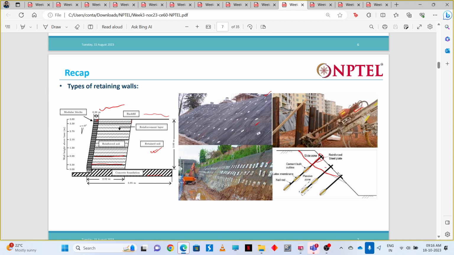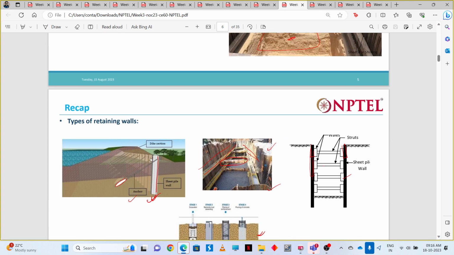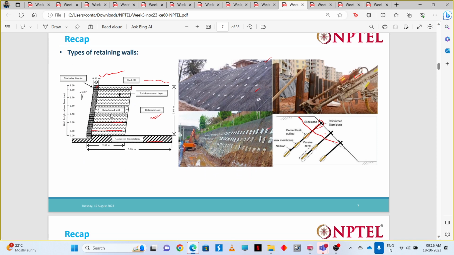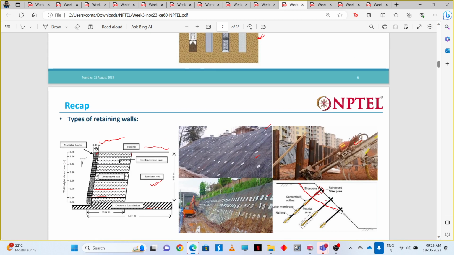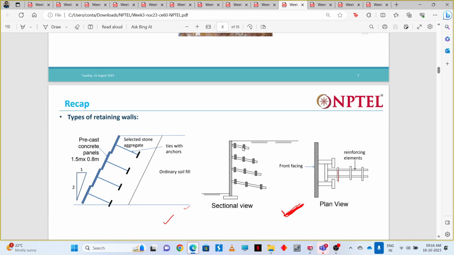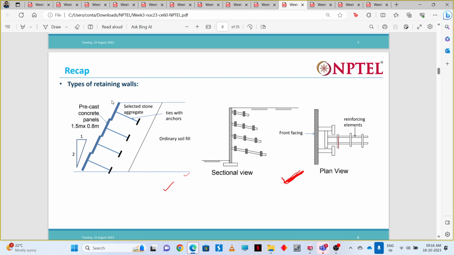So these anchored retaining walls are a type of what? Reinforced retaining walls, right? So reinforced means supported retaining walls. What we are doing is supporting the retaining wall with some anchors. Then we can have other types, where see here we have modular blocks placed, and we are reinforcing the soil with reinforcement layers, with the help of modular blocks. More different types are possible.